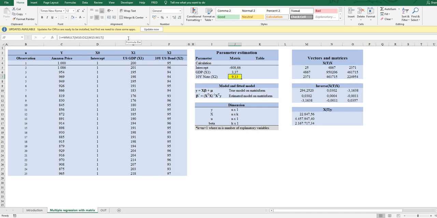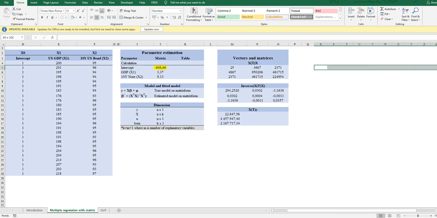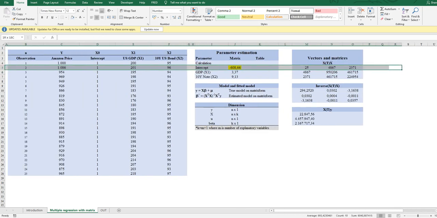Okay, but this is the way to do it. So what we see is the intercept is minus 608. Never mind the implication. GDP estimate 3.37 on the parameter and 9.13 on the 10-year bond. We can double check the result, and then I'll find out if this is correct or the one that I did in the rehearsal.